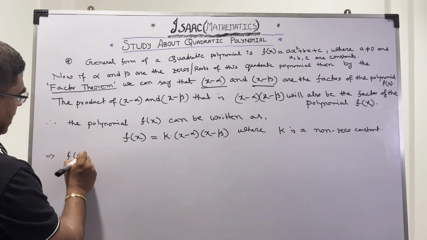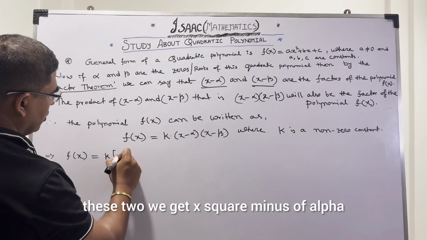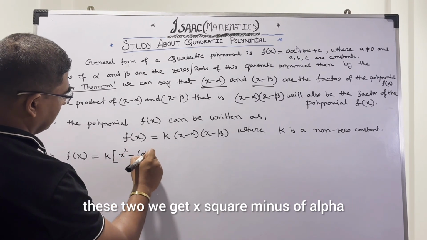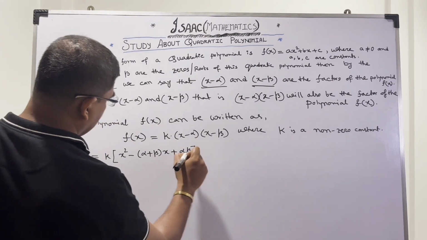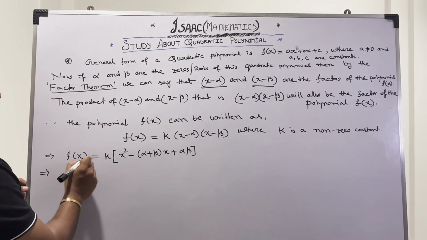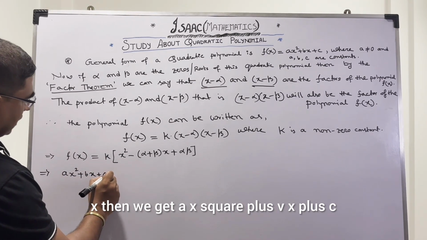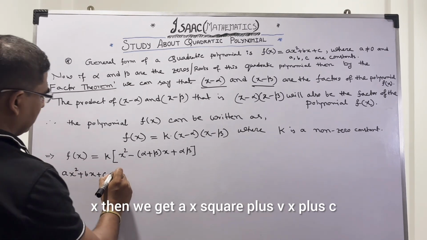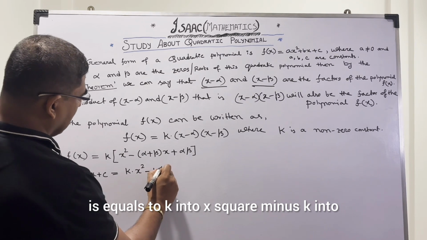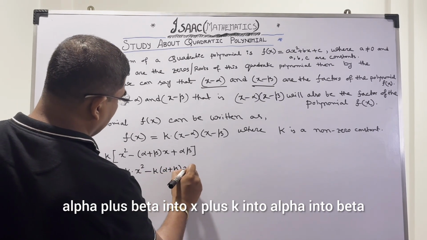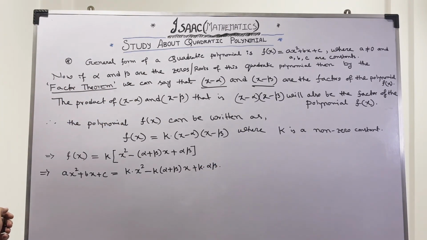This implies f of x equals k into, by multiplying these two, x squared minus alpha plus beta into x plus alpha beta. Now, if we put ax squared plus bx plus c in place of f of x, then we get ax squared plus bx plus c equals k into x squared minus k into alpha plus beta into x plus k into alpha into beta. Okay.